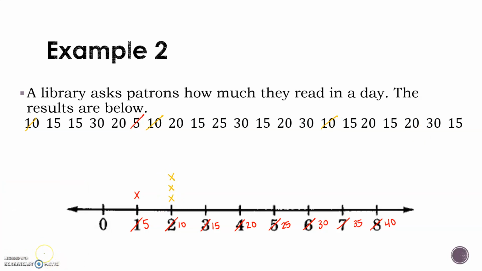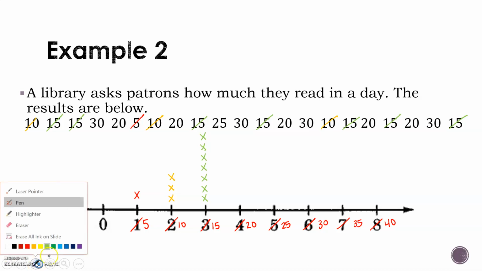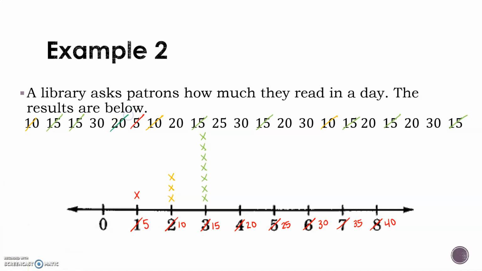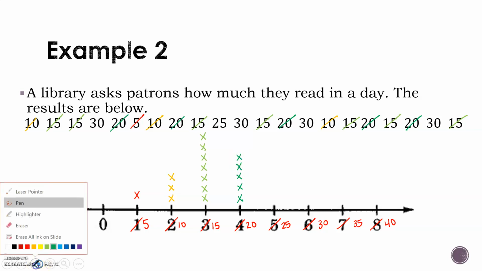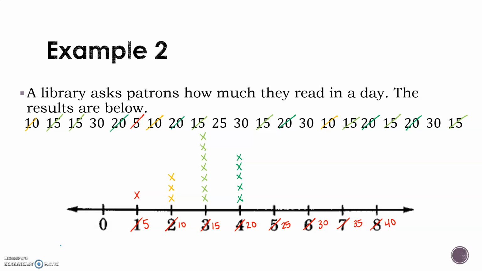Counting up 15. So we've got 1, 2, 3, 4, 5, 6, 7. That's a lot. 1, 2, 3, 4, 5, 6, 7. Not need 20s. 3, 4, 5. And notice they are getting stacked on top of each other. Each X kind of stacks the tower higher, if you will.